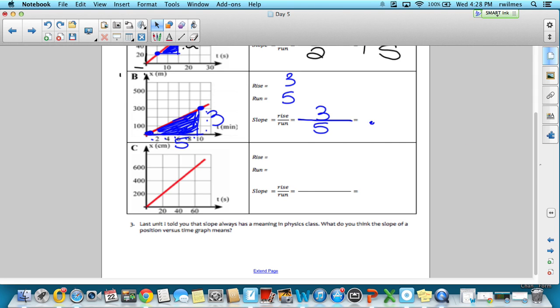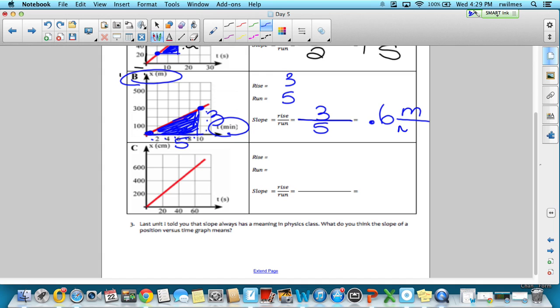All right, 0.6. And I'm going to go up to the top of my vertical to look at what my rise units are, and that's meters. And then I'm going to look across to see what my run units are, and they're minutes. I've got 0.6 meters per minute. Hopefully we're starting to get the hang of this now. We're going to do a short quiz on Monday when you get back over this stuff. So hopefully it's starting to come together, and if not, come see us quickly for help.